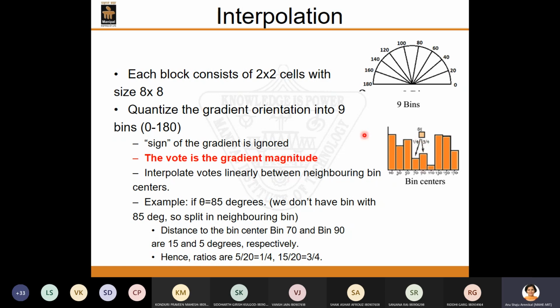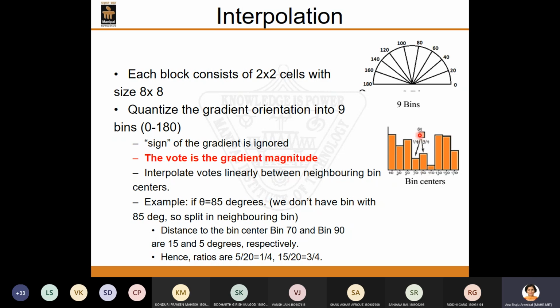For example, if I have a theta value, that is the gradient orientation value, of 85 degrees, right? If I look at the bins here, I have the center 70 and the center 90, but I do not have a value 85, right? So what I do is, 85 is closer to the center 90, right?